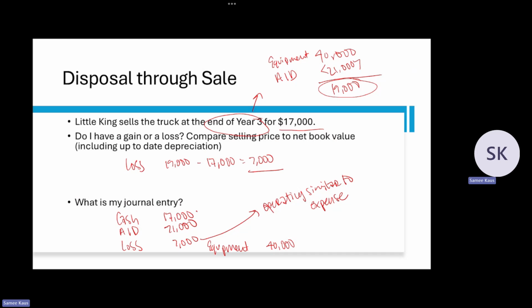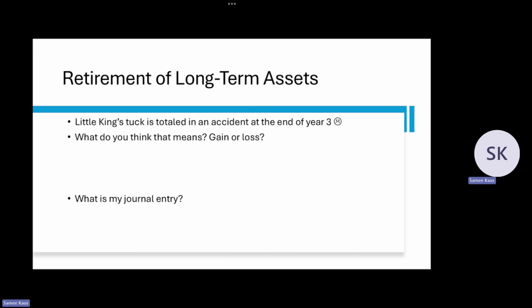Okay, so then the last problem that we have is the retirement of a long-term asset. Okay, so in this case, right, we're not selling it. We're just going through and we're retiring it. When might this happen? If you're in a situation like my husband's car that he just drove until it could not drive anymore. Or when Little King's truck is totaled in an accident. Like, that's such a bummer, right? So at the end of year 3, they total their car.